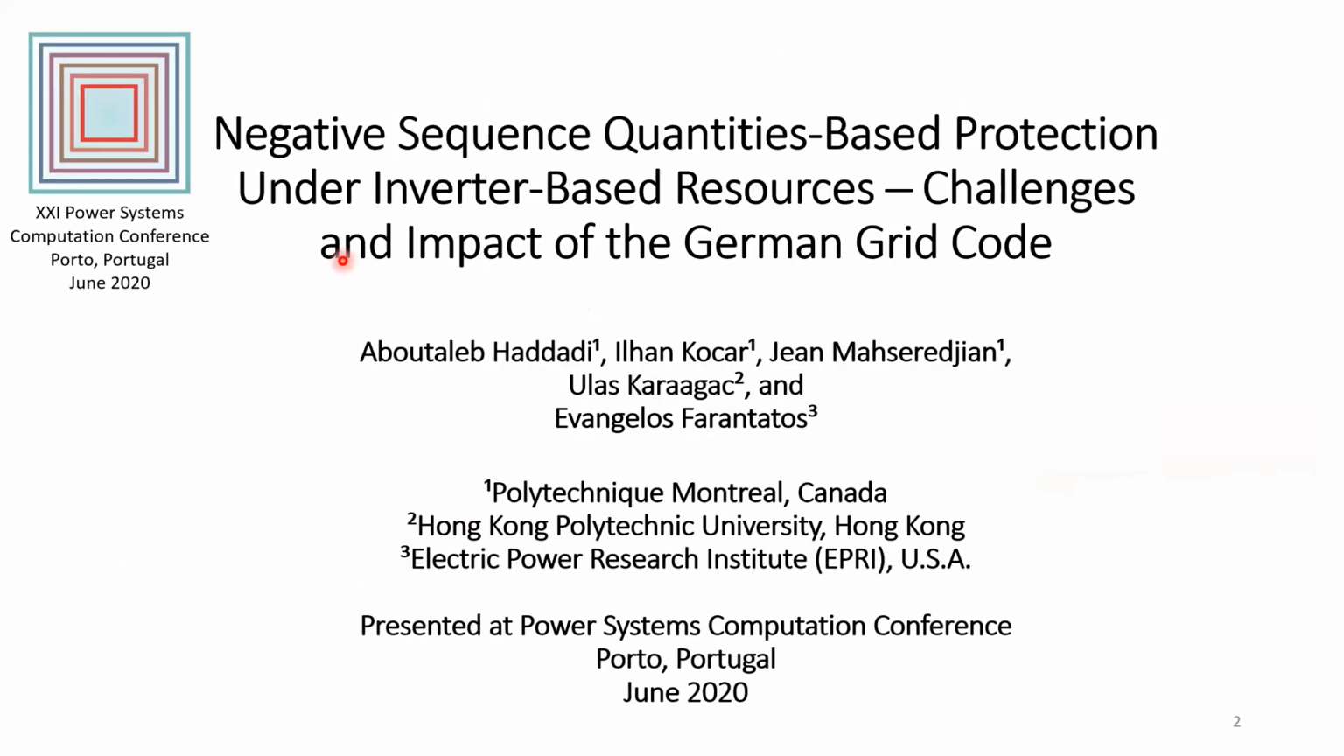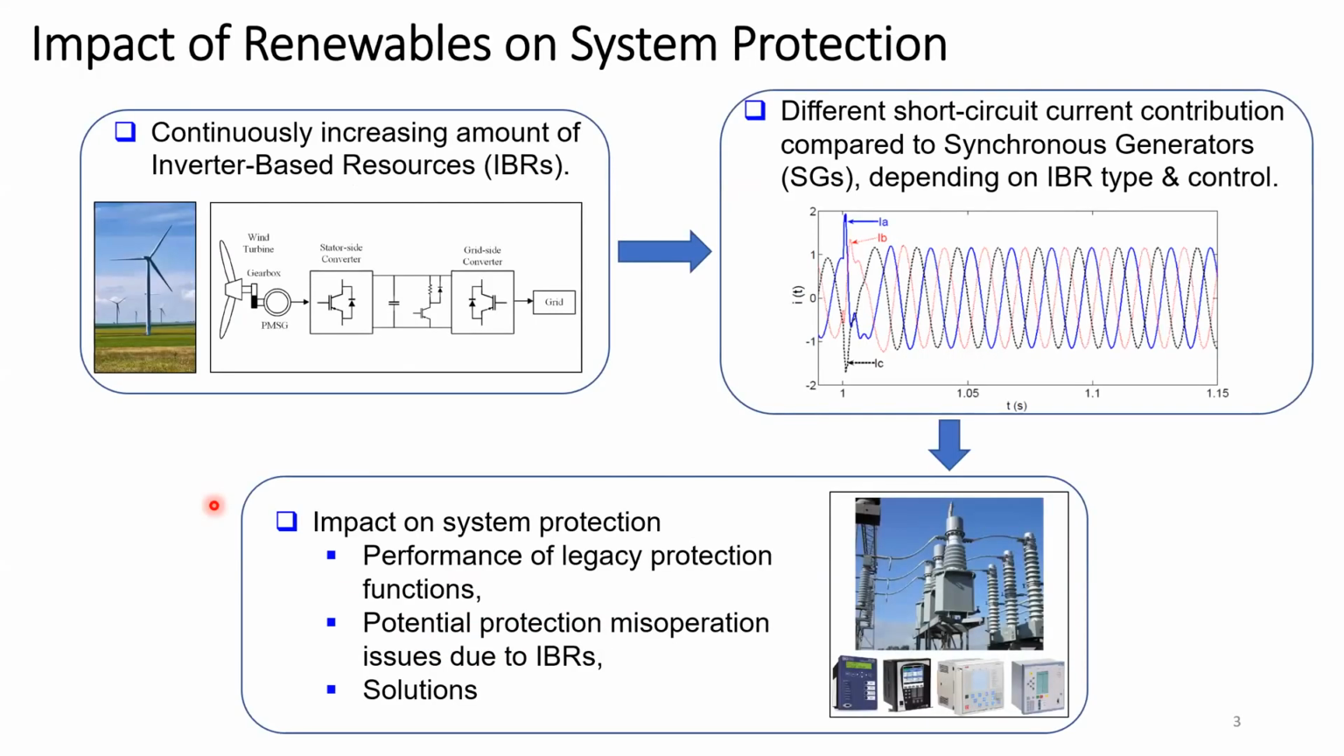The title of my paper is Negative Sequence Quantities-Based Protection under Inverter-Based Resources, Challenges and Impact of the German Grid Code. This work has been done in collaboration with the Electric Power Research Institute. So first, some background on what we have done in this paper.